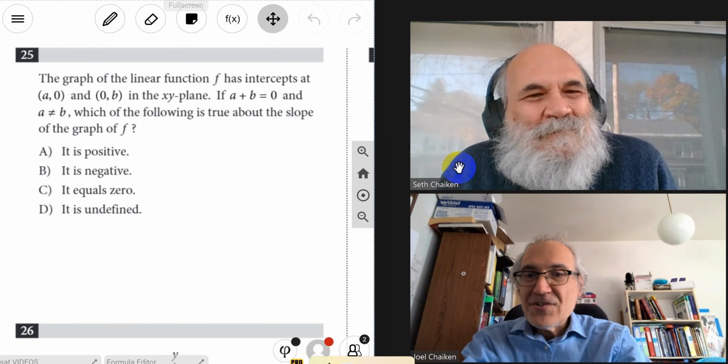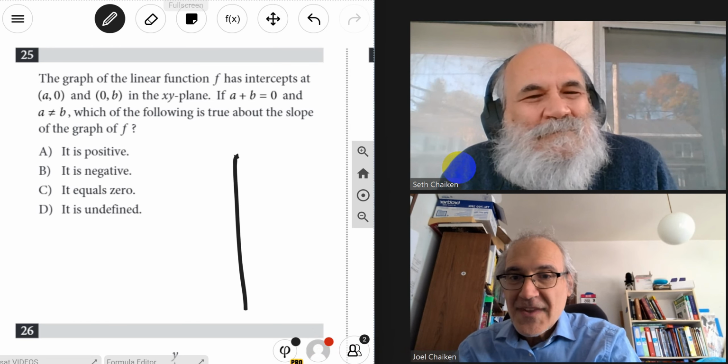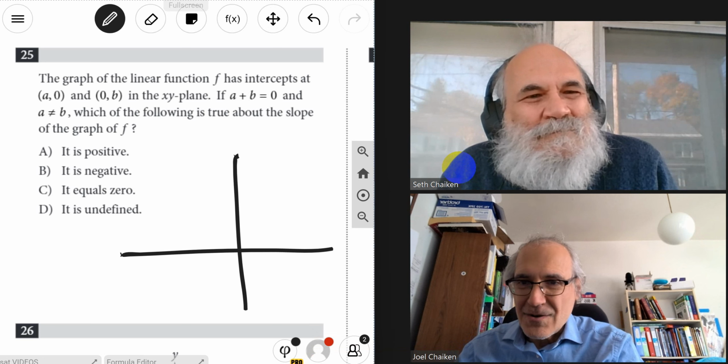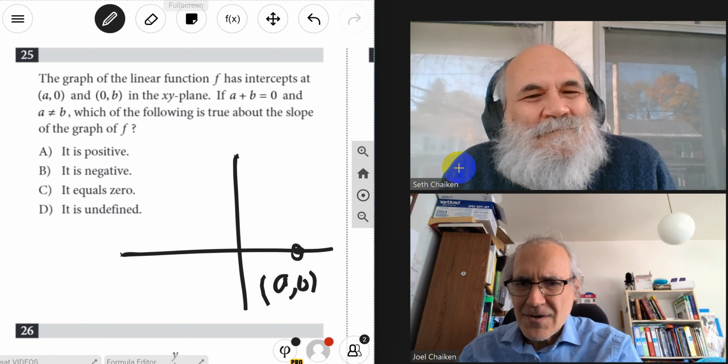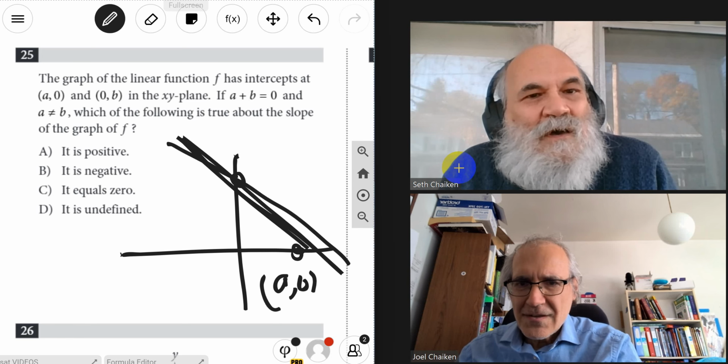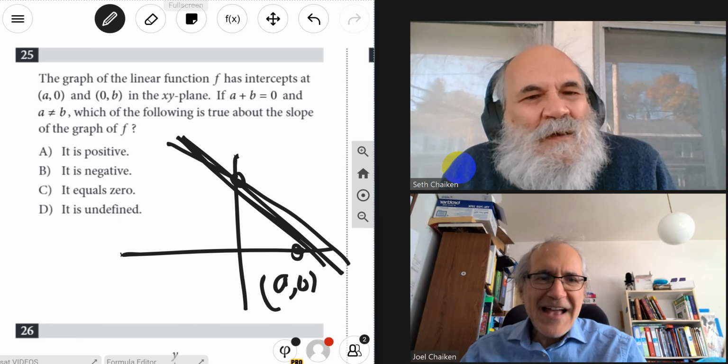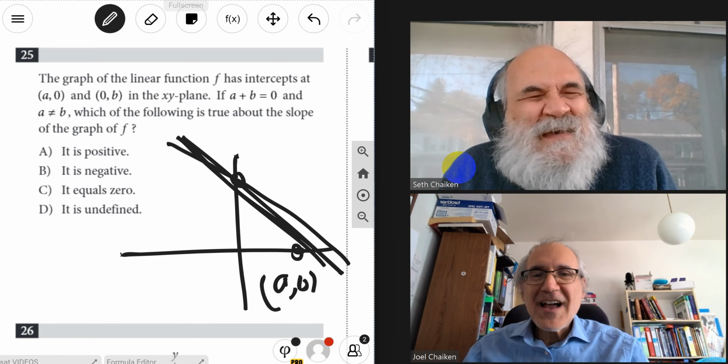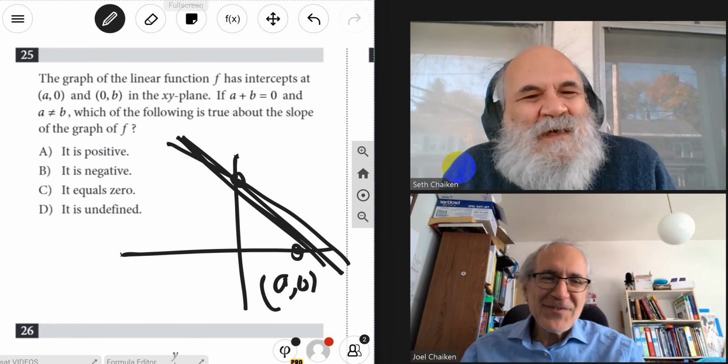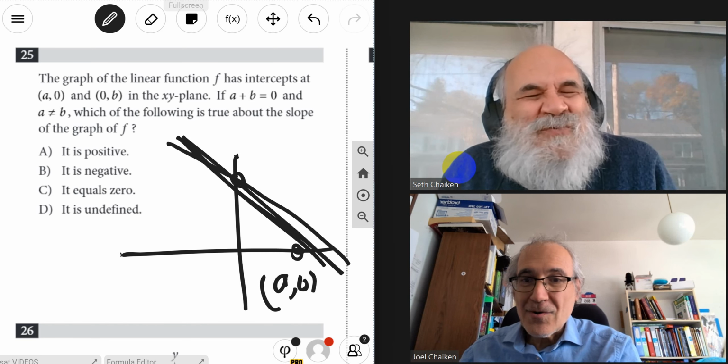The graph of a linear function f has intercepts at (a, 0) and (0, b). Well, we don't know what it looks like yet, but just get a feel for it. Oh, so a is equal to negative b.